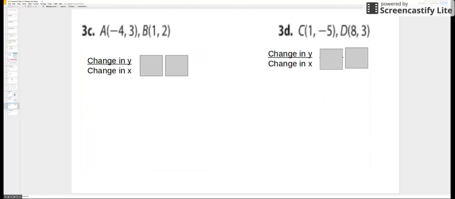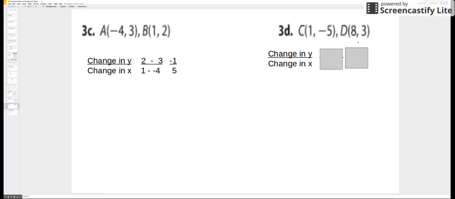All right, that's only for graphs though. What happens when we don't have a graph? Well, here's an example of us not having a graph. We have negative 4 comma 3, and we have 1 comma 2. Just take your change in y, so 2 minus 3. Take your change in x, 1 minus negative 4. And then subtract. 2 minus 3 is negative 1. 1 minus negative 4 is 5.